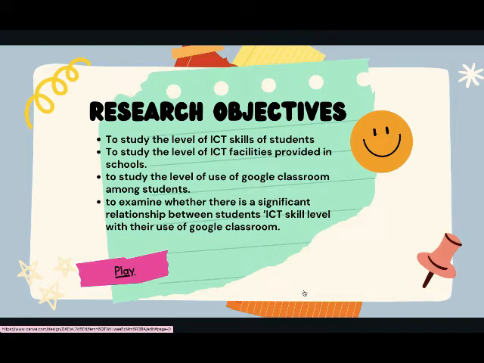Now let us look at the research objectives. There are 4 main objectives of this research. First, to study the level of ICT skills of students. Secondly, to study the level of ICT facilities provided in schools. Thirdly, to study the level of use of Google Classroom among students. Last but not least, to examine whether there is a significant relationship between student ICT skill level and their use of Google Classroom.